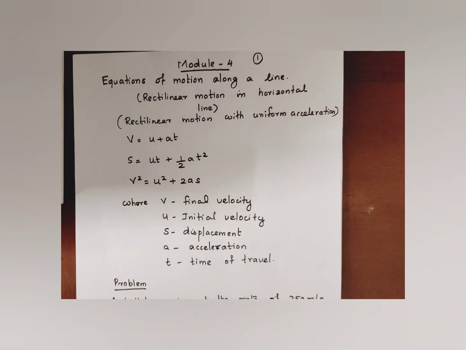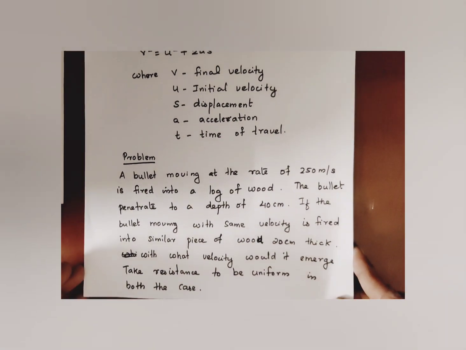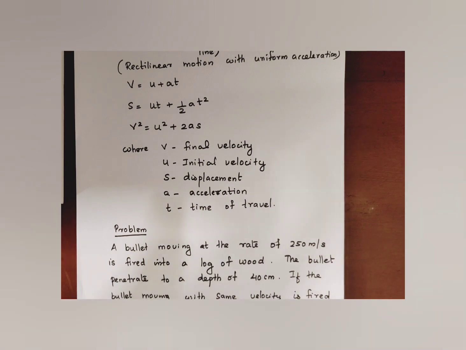First equation of motion is V is equal to U plus AT. Second, S is equal to ut plus half at squared, and third, v square is equal to u square plus 2as. So here in these equations, u represents the initial velocity, v represents the final velocity, s is the displacement, a is the acceleration and t is the time of travel. So using these three equations of motion, you can solve the problems in rectilinear motion. So here the uniform acceleration means the value of the acceleration is a constant.